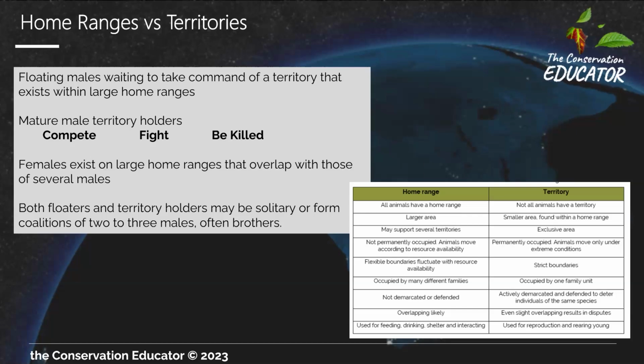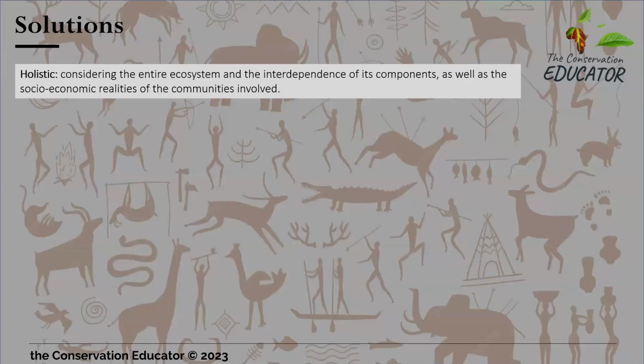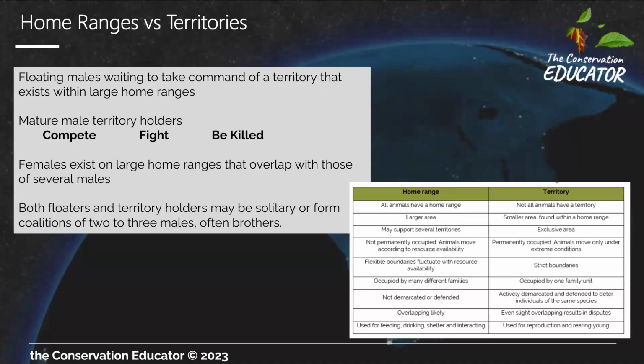Females, on the other hand, generally exist on large home ranges, and they overlap with the territories of several males. But both floaters, remember those are the males on the outside waiting for a territory, and the territory holders themselves, they can be solitary or they can form coalitions of 2 or 3 males, and that's what you often see with cheetahs.